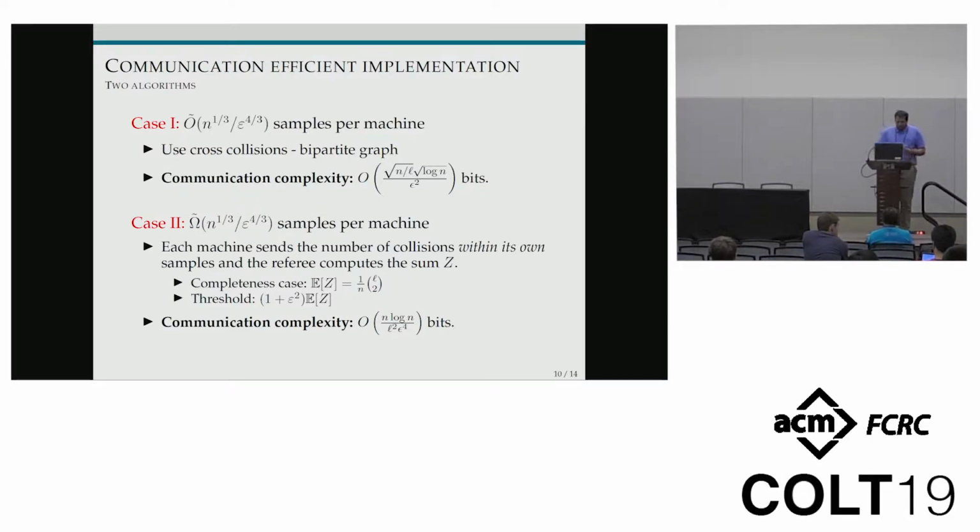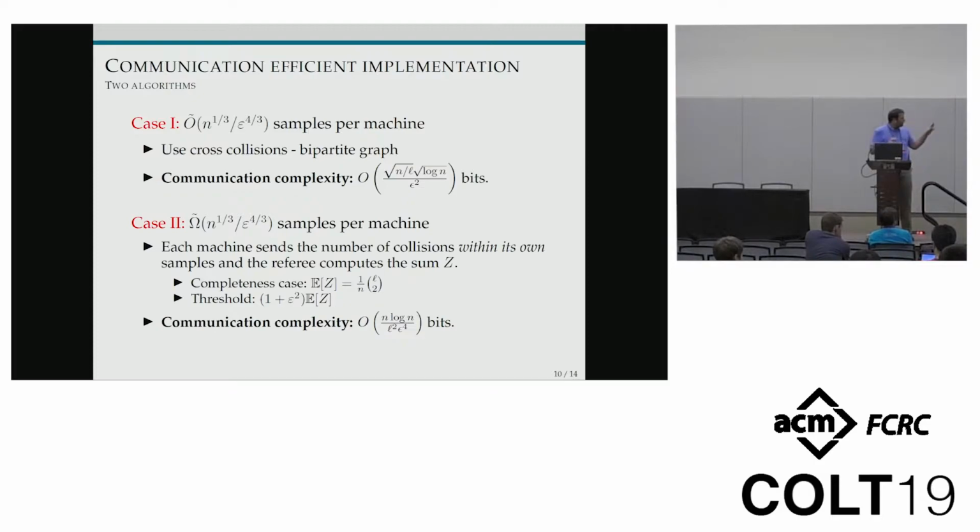Another thing that I would like to point out is that even though we have shown some tightness for certain parameter regimes for L, it turns out that if L grows larger, and by larger I mean larger than n to the 1/3 over epsilon to the 4/3, we can actually have a better algorithm. So the optimal algorithm becomes suboptimal for this parameter regime.